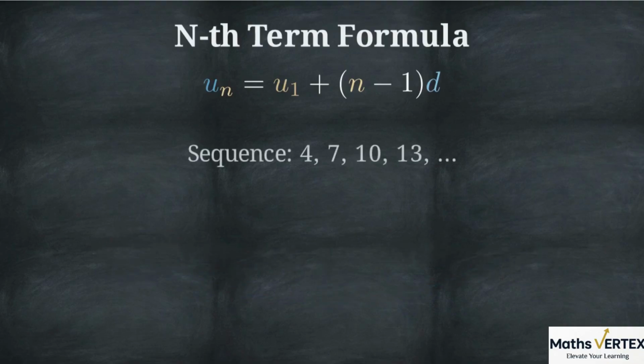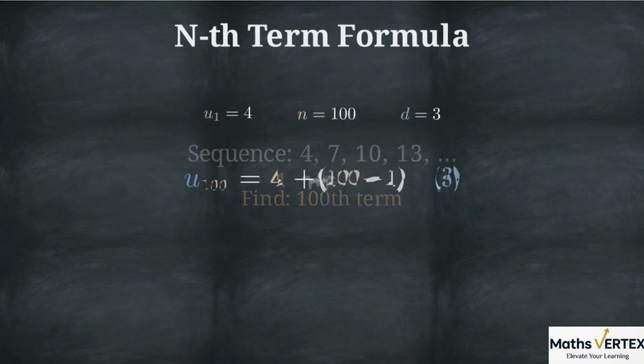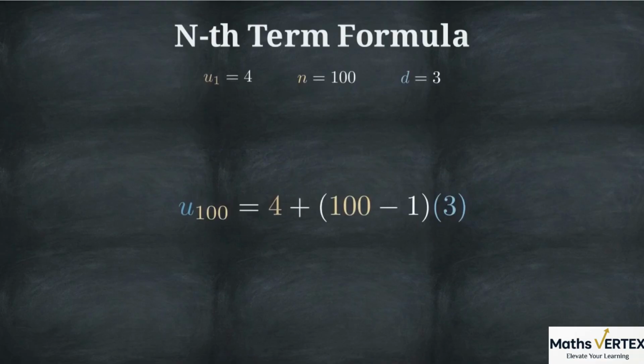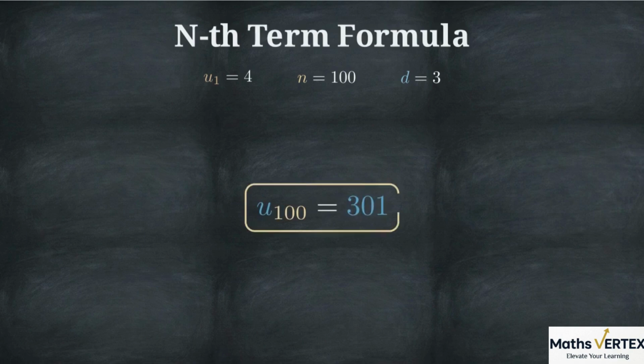Returning to our first sequence, let's find the 100th term. We substitute our known values. U1 becomes 4, n becomes 100, and d becomes 3. 100 minus 1 is 99. Multiply that by 3 to get 297. Add the original 4, and we arrive precisely at 301.